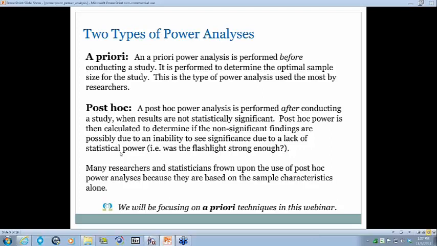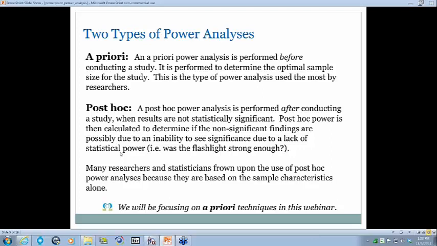There is another type called post hoc, and that means afterwards, so it's performed after conducting a study, and it's usually done whenever you run your numbers, you run your tests, and you don't have significant findings. It's not statistically significant, and then you will run a post hoc power analysis to make sure you had enough power, because maybe those findings were non-significant because your flashlight wasn't strong enough. Significance is there, but you didn't see it.